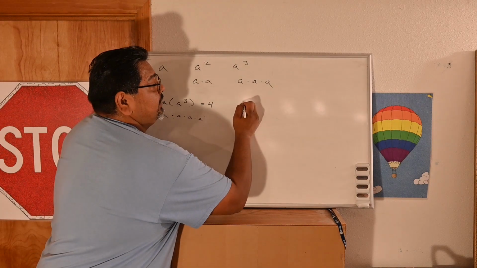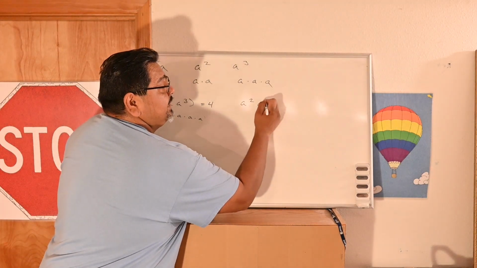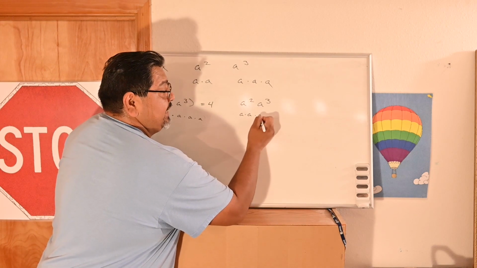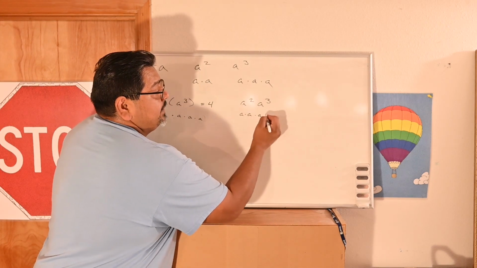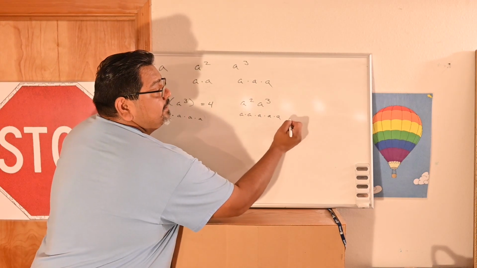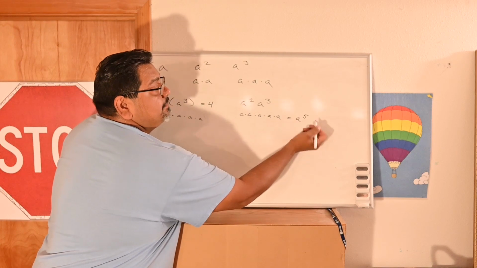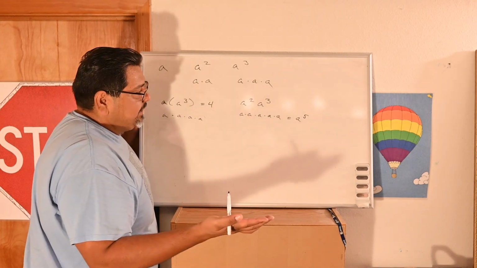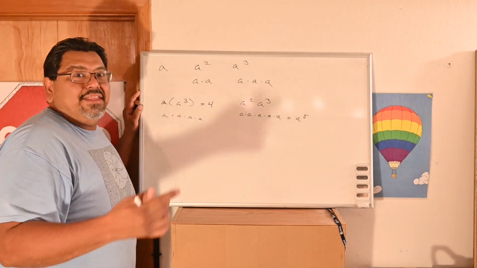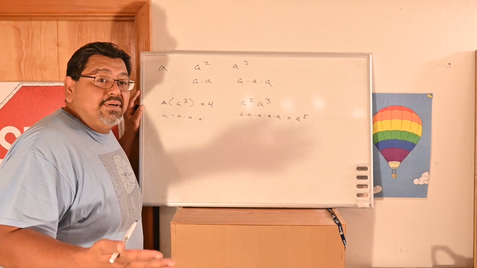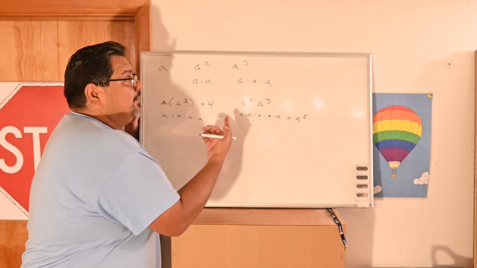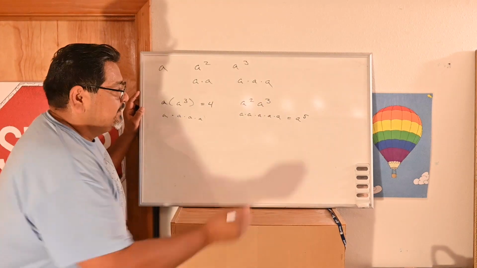So let's ask, what if we do a squared times a to the 3? That means it's a times a times a. Well, these are these two, and then times a times a. These are these 3. So that's 1, 2, 3, 4, 5. That means it's a to the 5th power. Easy way to do it is just add these up when you're multiplying. So math does require some memory, but you're just kind of breaking it down.